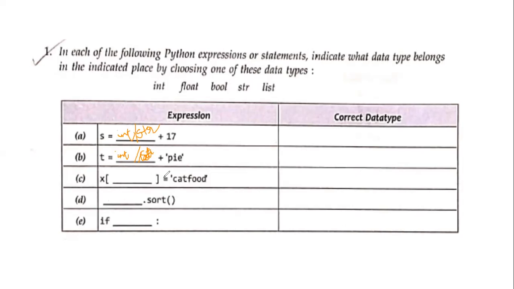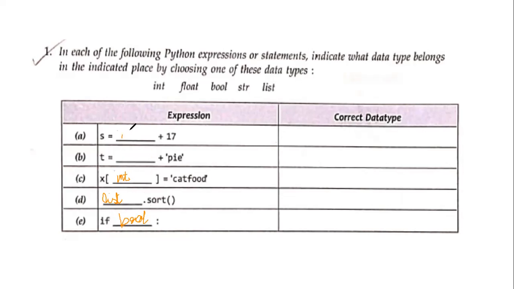X in the bracket of dash equals cat food. Now what can come over here? A list. Is it? Yes. So X in the place of 1 or 2, so this will be integer, sorry. So this has to be integer. Dash dot sort, this has to be a list. If dash, so if, bool, so true or false has to come over here. So if true or if false, you're going to do this.